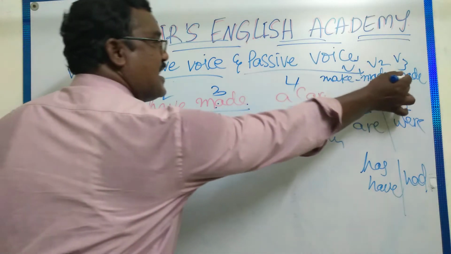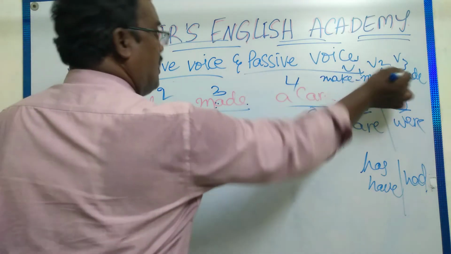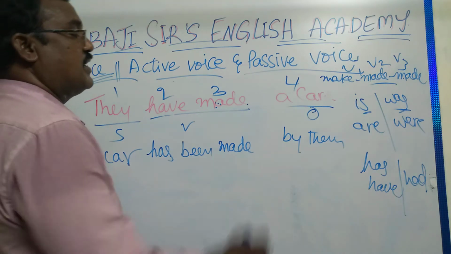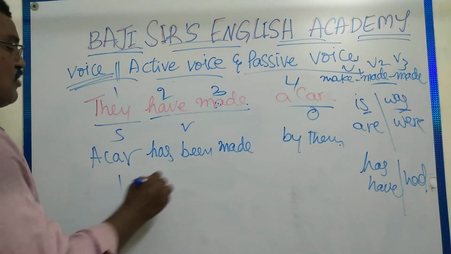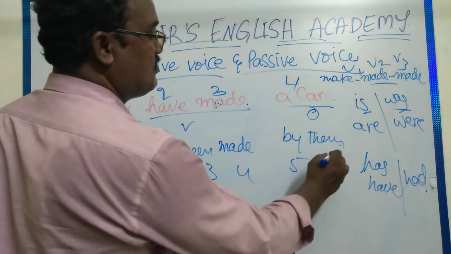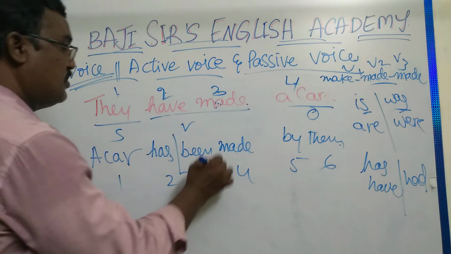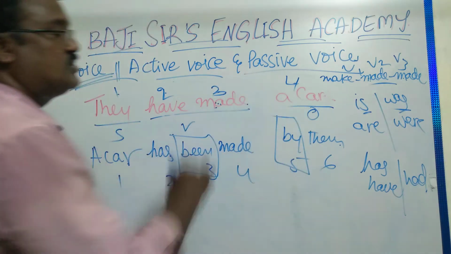V3 form means as it is. Here also V3. In passive voice, we have to take V3 only. That's why this form we can write as it is. By them. So 1, 2, 3, 4, 5, 6. So 1, 2, 3, 4, plus extra 2: the be form and the preposition by.